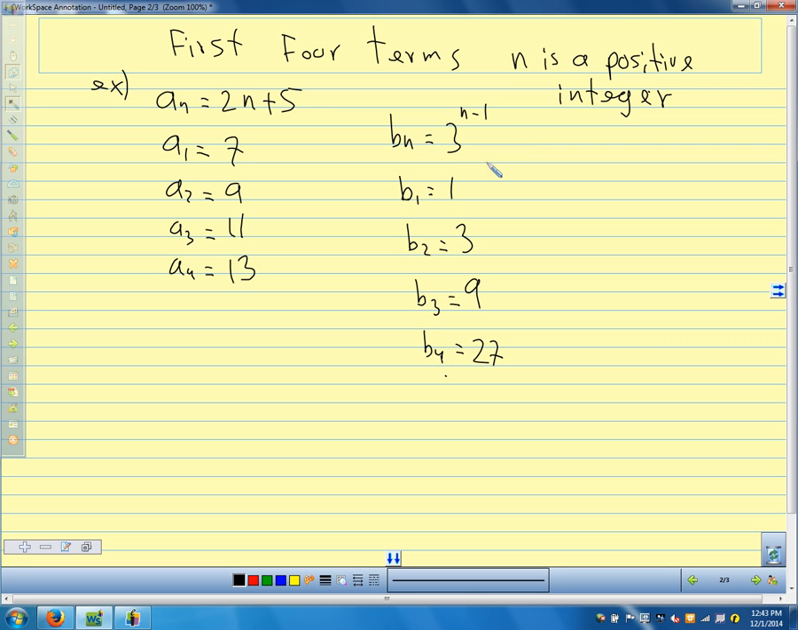Yes? Wait, can you go into the recursive sequence, I don't get where you're getting... For this one? Yeah. This is our rule. 3 to the n minus 1.